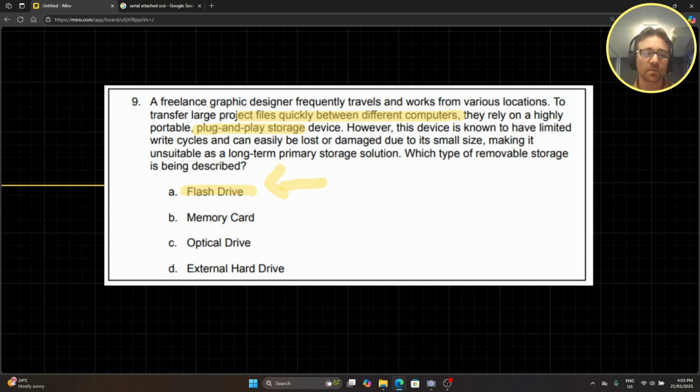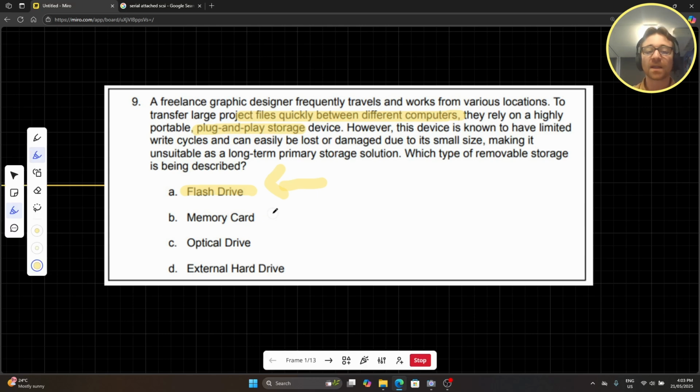You often need an adapter, but pretty much every computer has a USB slot ready to go. Can't think of a single computer that doesn't have a USB interface, right? So it's generally more plug and play. Optical drive, you really need a DVD drive, so that's not going to be it. External hard drive is big and bulky, definitely not used for those quick data transfers. Memory card just is not as plug and play friendly. So flash drive is the best answer there.